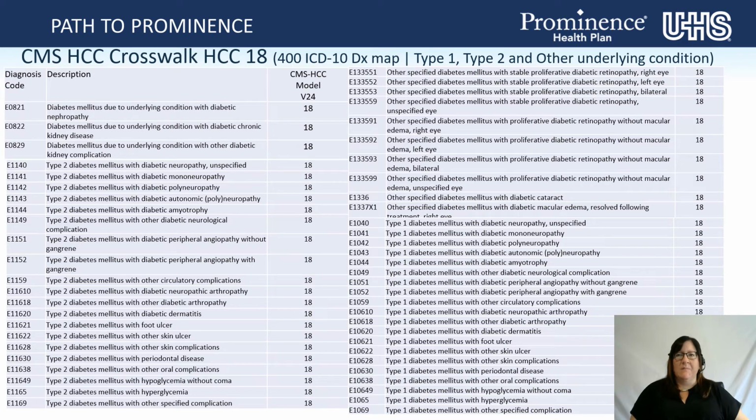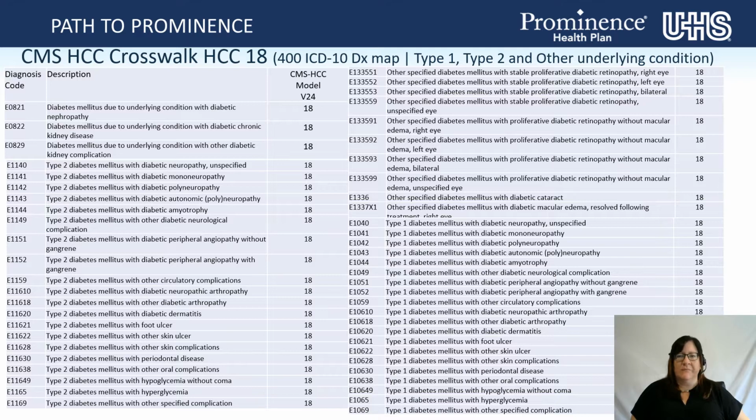Here you see the CMS crosswalk for HCC 18. There's 400 ICD-10 diagnosis codes that map to either type 1 diabetes, type 2 diabetes, or diabetes caused by another underlying condition. Again, you see some samples of the diagnosis code here on the left-hand side with the ICD-10 diagnosis description in the middle, and then what HCC it maps to.